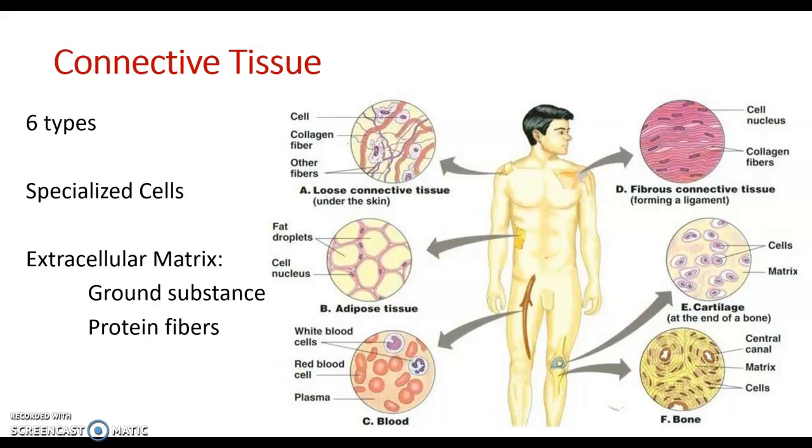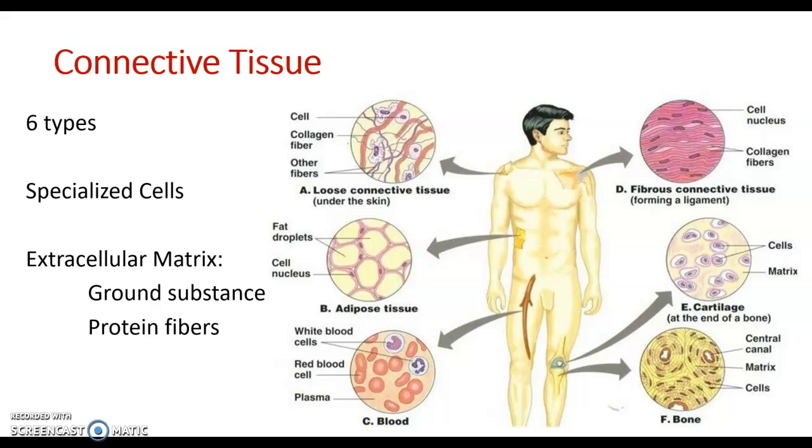Most of the cells of our body is connective tissue. This is also the most diverse type of tissue, and it comes in many different forms, 6 to be exact. All connective tissues, no matter what type they are, are embedded in what we call the extracellular matrix. And that's made of protein and some kind of ground substance. And it's the ground substance that varies depending on the type of connective tissue that it is.